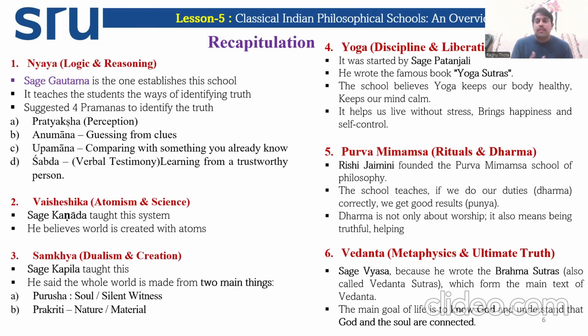For example, there was a crime. How to identify the truth behind the crime? They suggested 4 ways to identify the truth, which were called pramanas. So what does it mean by pramanas? The pramanas are the different ways to identify the truth if there is a crime. So what is the first pramana? Pratyaksha. You come to a conclusion, what is the truth? That is through pratyaksha, that means perception.